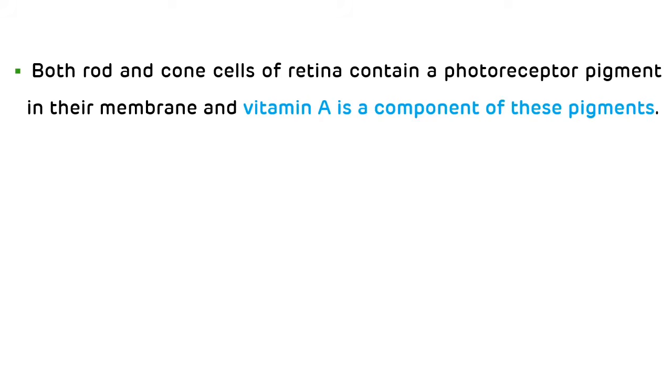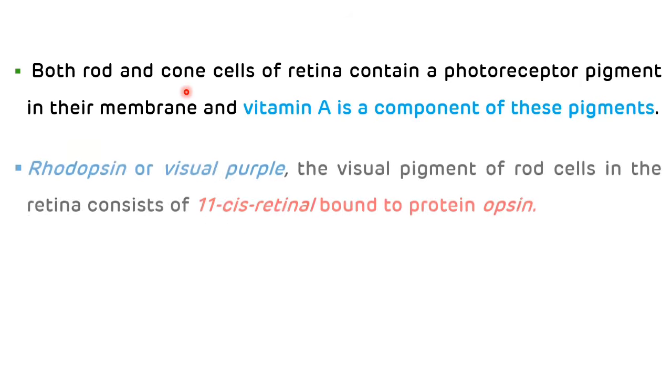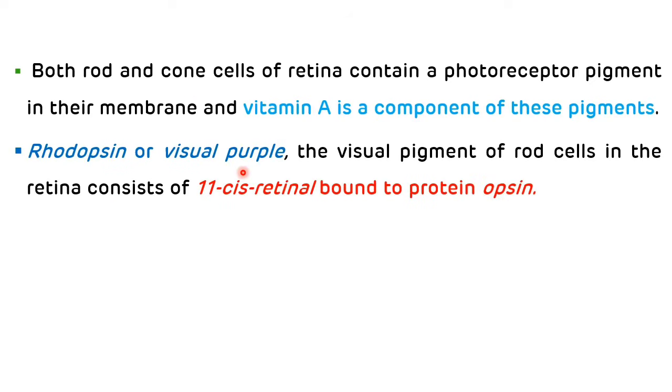Both rod and cone cells of the retina contain photoreceptor pigment in their membrane, and vitamin A is a component of these pigments. Rods are required for vision in dim light, and cones are required for color vision. Rhodopsin, or visual purple, the visual pigment of rod cells in the retina, consists of 11-cis retinal, which is bound to the protein opsin. So that is the content of rhodopsin.